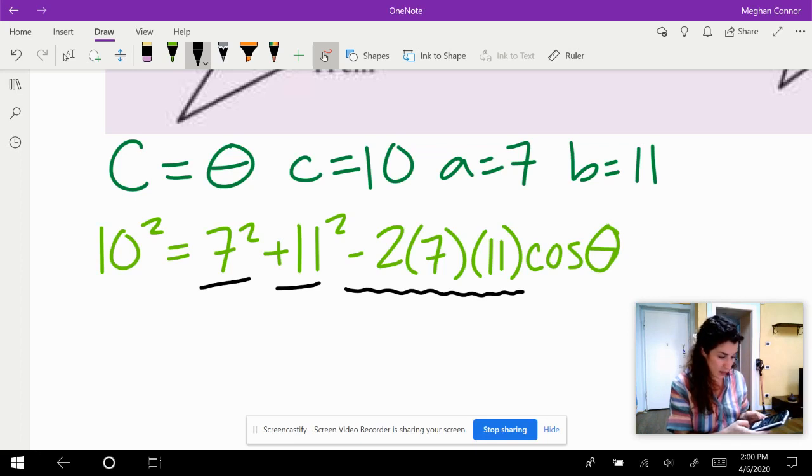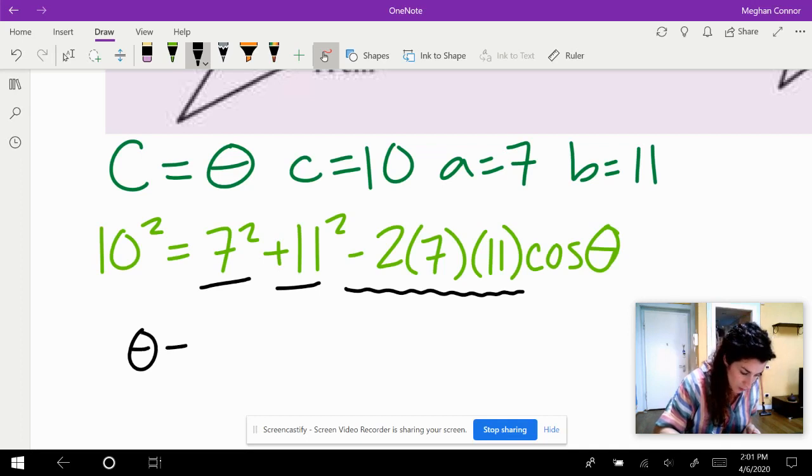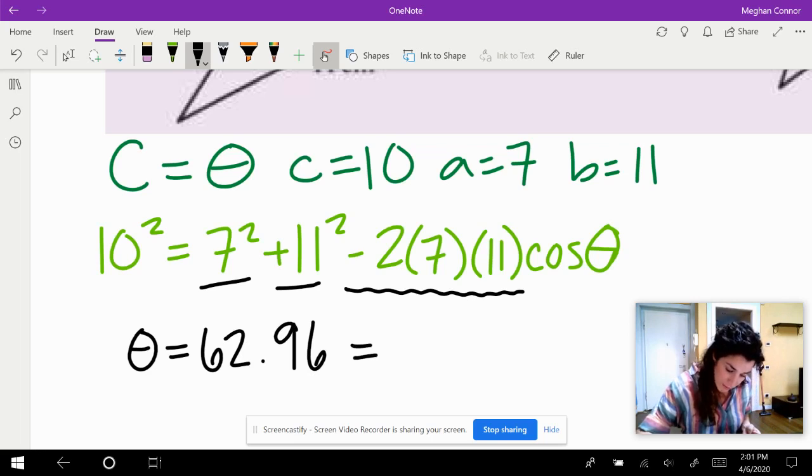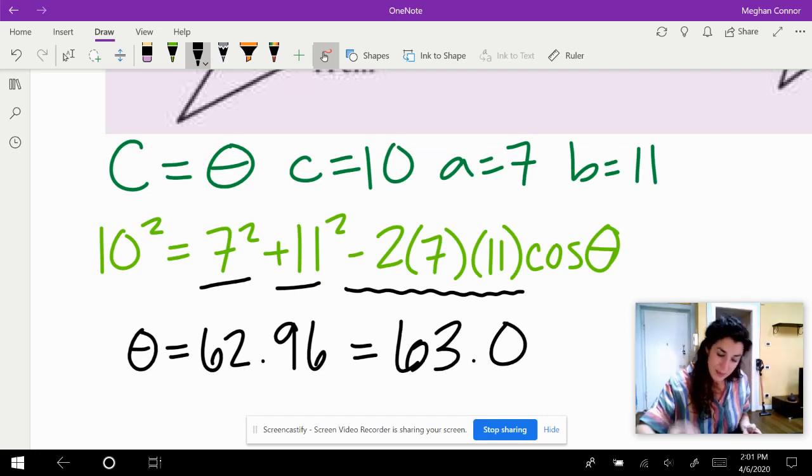And then I would do 10 squared equals 7 squared plus 11 squared minus 2 times 7 times 11 times cosine of x. Remember to put in your comma and then another x to tell the calculator, hey, I'm solving for x. And I get that theta, or x, is equal to 62.96, which if we're doing 3 sig figs, that's going to be 63.0 degrees. And normally we don't do 3 sig figs for angles, we just do to the nearest degree.